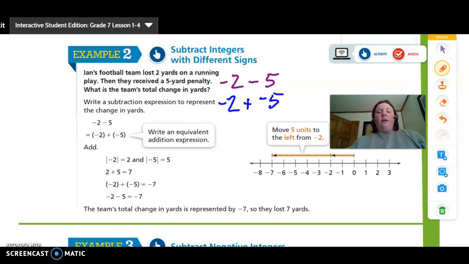Now we can see that I have debt. I borrow $2, and I borrow another $5. I owe $7.